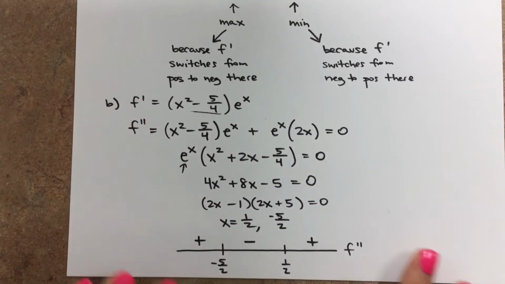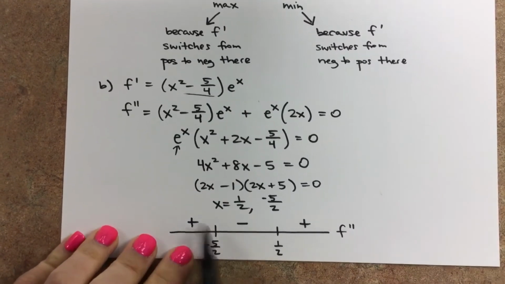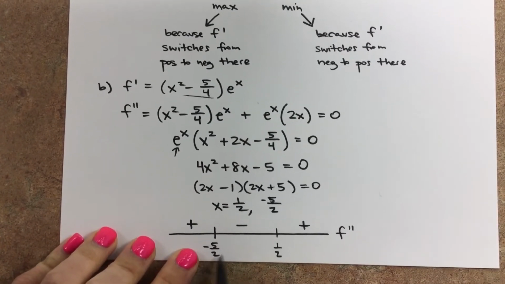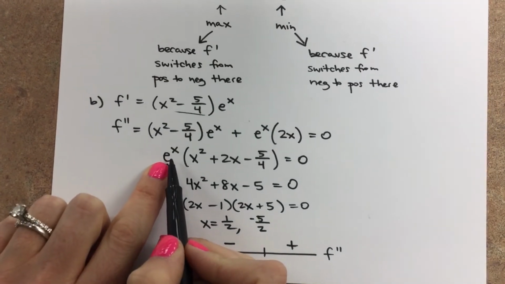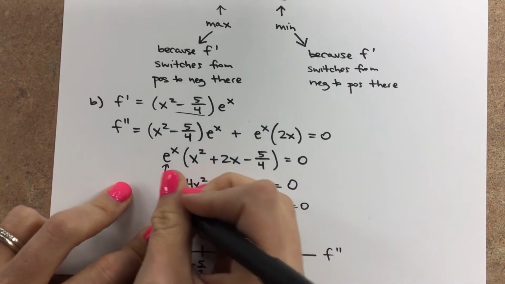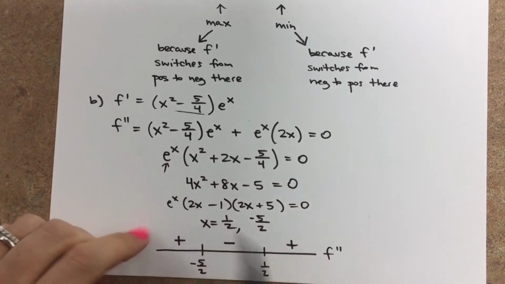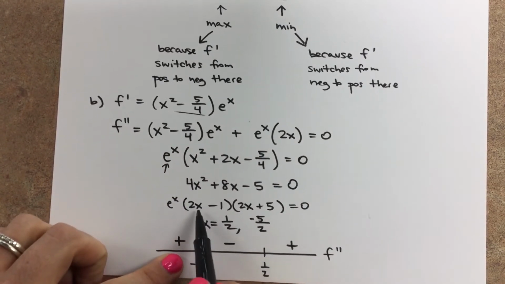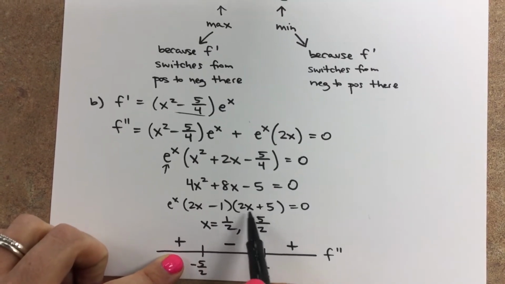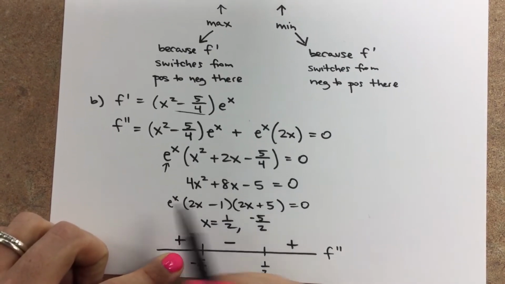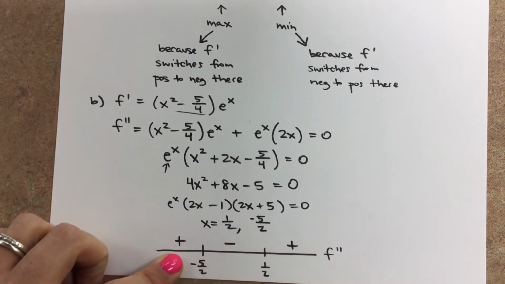If you don't like that method, you can just plug in some different test values. Like this is -2.5, so you could plug in -3. This is positive, so don't forget you have this e to the x out front. So this is always positive. If you plug in -3, this is -7. And then if you plug in -3 here, this gives you a -1. So positive, negative, negative comes out positive.